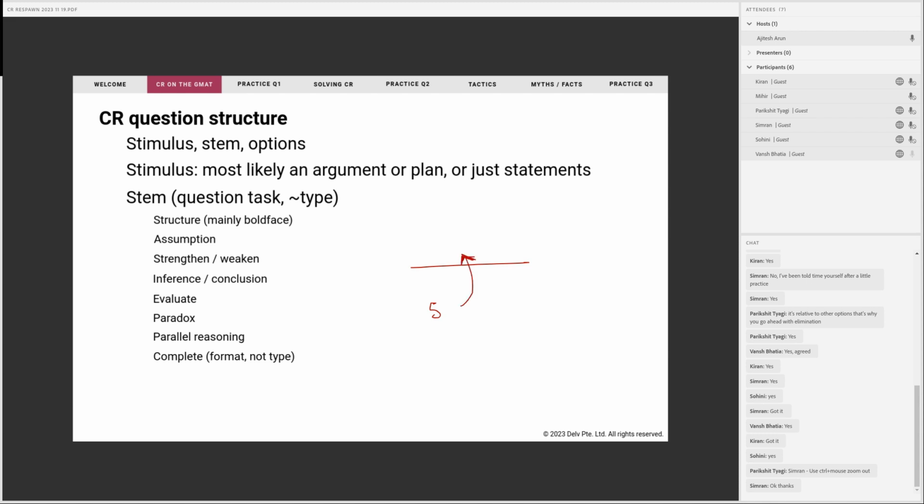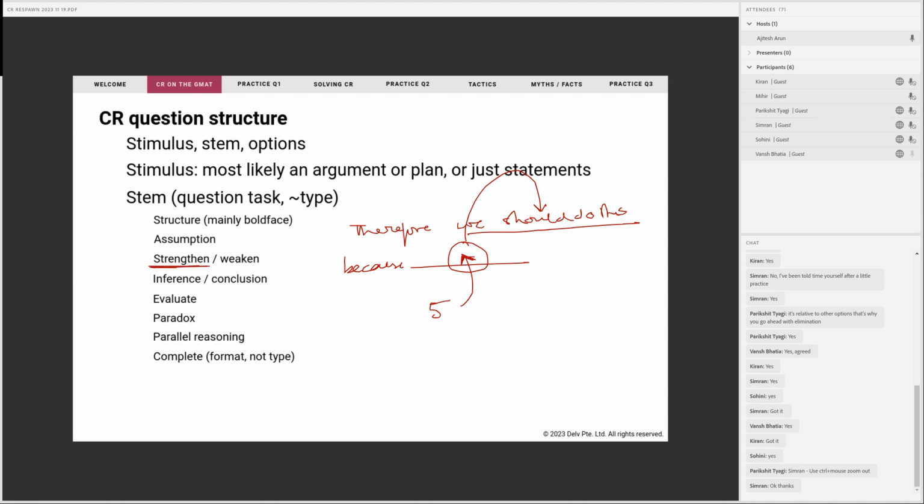Now, we don't want to get into these types today, but what I want to say about these complete questions is complete is not really a type, it's a format. So basically, one of the other question types will be used to form a complete question. For example, if somebody says, "Therefore, we should do this, because...", what that basically means is the GMAT in this case is asking you for a reason for this statement. "Therefore, we should do this" is the main thing they're trying to convince you of, and the GMAT wants you to supply a reason for that. So this is going to end up being a strengthen question.